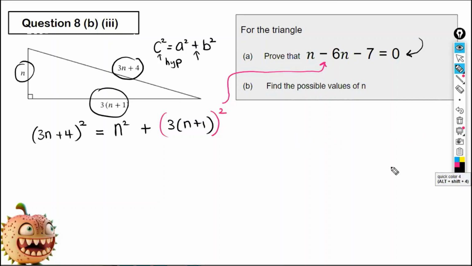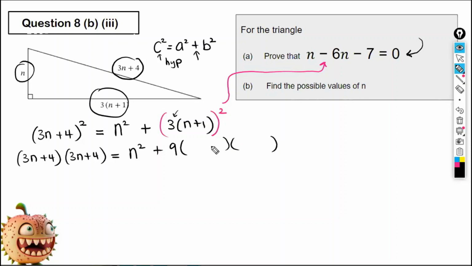Don't fall for the trick, right? Let me help you out a little bit. (3n plus 4) squared is the same thing as 3n plus 4 multiplied by another 3n plus 4. n squared here is easy. This squared belongs to everybody here, so 3 squared is 9, and then the n plus 1 also gets squared. So that's n plus 1 multiplied by another n plus 1. Take your time, expand the brackets, simplify it.